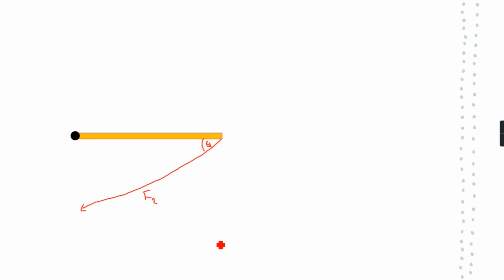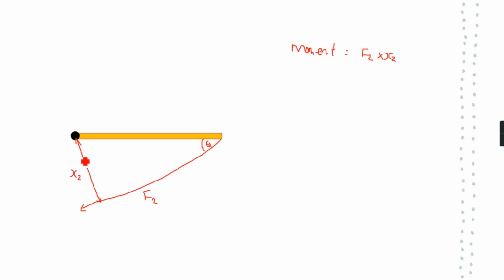We know that moment is the force times the perpendicular distance of the pivot from the line of action of the force. This is the line of action of the force, so the perpendicular distance from the pivot will be this line here, which we can call x2. So that means the moment is equal to F2 times x2.